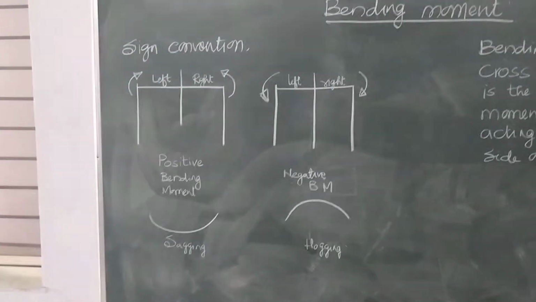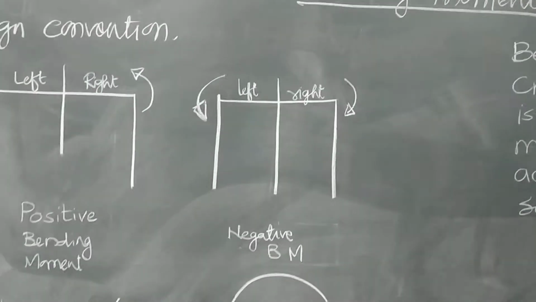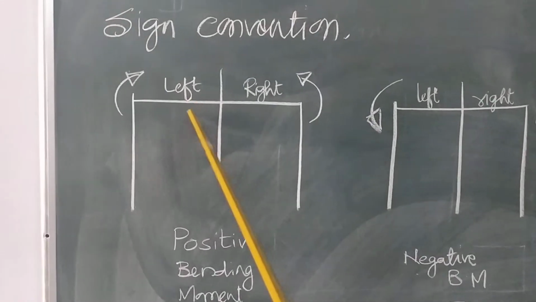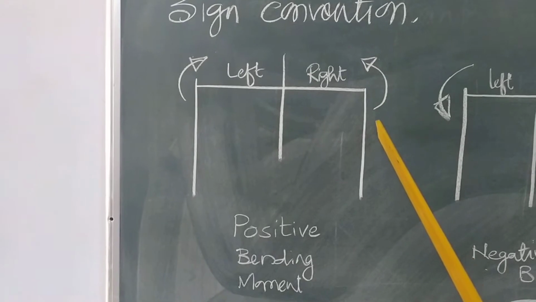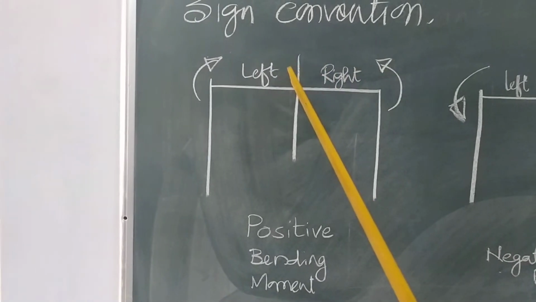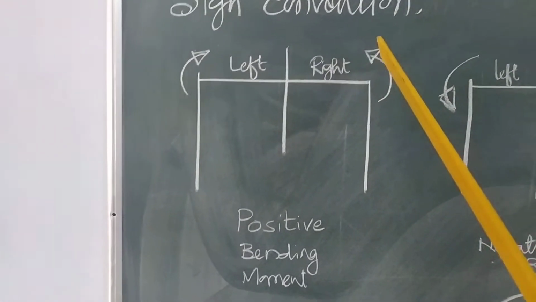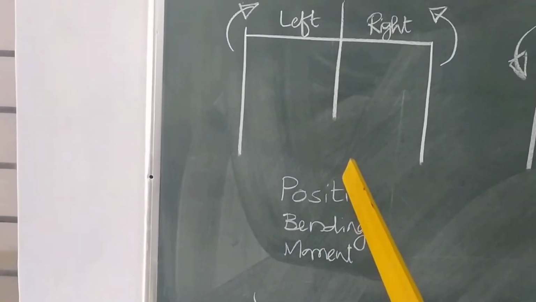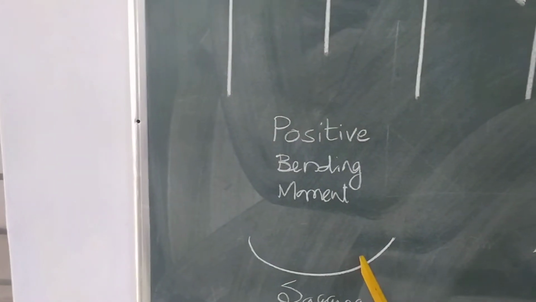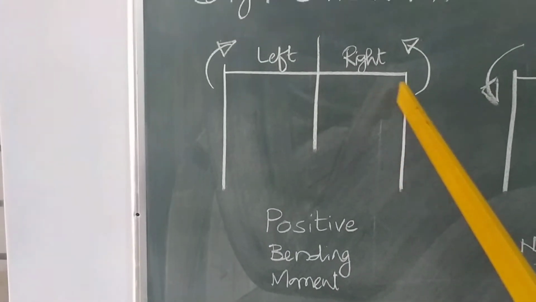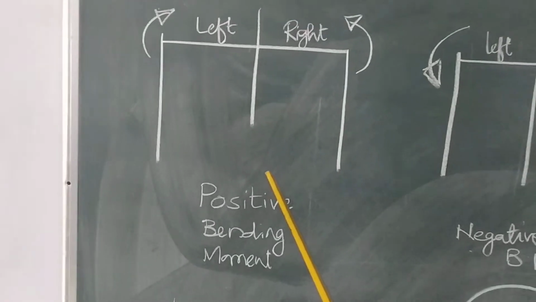Let us consider sign convention. See, this is a beam. If towards left there is a clockwise movement, or if towards right, this "or" is very important, if towards right it is anti-clockwise, then it is positive bending moment. In this case, there is a sagging, that means this type of structure happens due to such moments. This is positive bending moment.